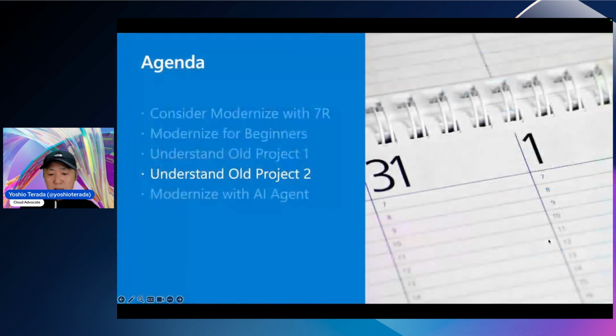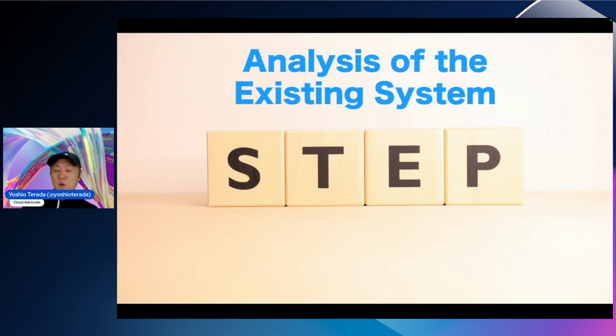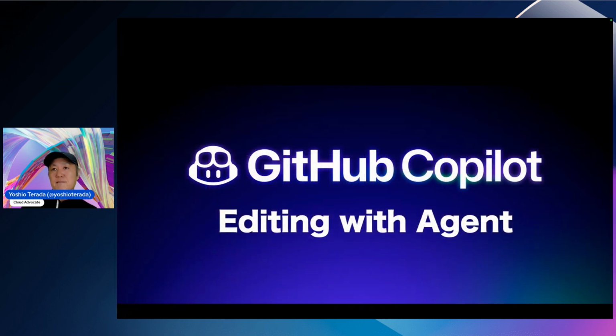Perhaps it will be very useful to understand how to upgrade it, and maybe you didn't know the knowledge, so perhaps you can get it. After executing the appcat command, by using AI we can also analyze the existing system. In order to understand the existing system by AI, you can use GitHub Copilot, editing with the agent mode.